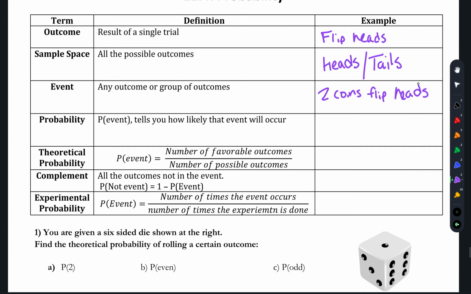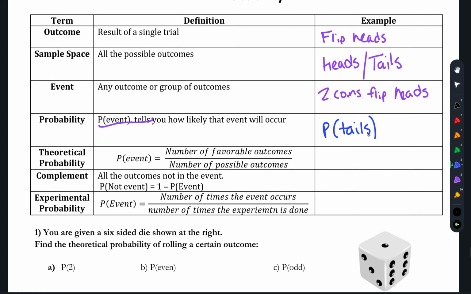So for the probability of an event, we use this notation here where we use that capital P and then in parentheses we name the event. It tells us the likelihood that that event occurs. So for another example, what is the probability that we flip a coin and it lands on tails?